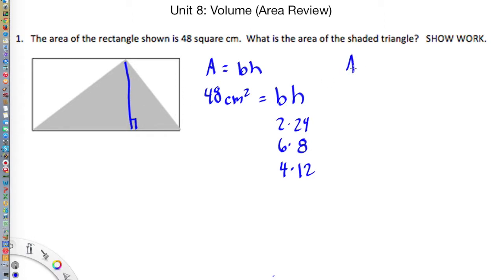And I know that my area formula for a triangle, area is equal to base times height divided by 2. So whatever combination I have, whatever these dimensions are, it's going to equal 48. So it's going to end up equaling 48 divided by 2, and 48 divided by 2 is 24 centimeters squared, because every triangle is half of a rectangle.